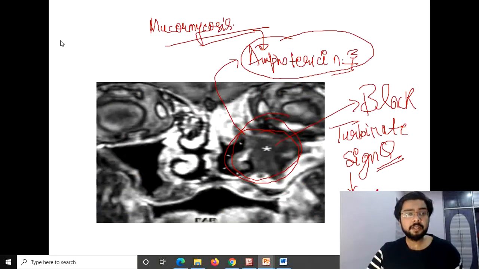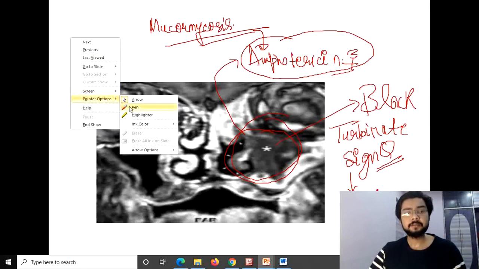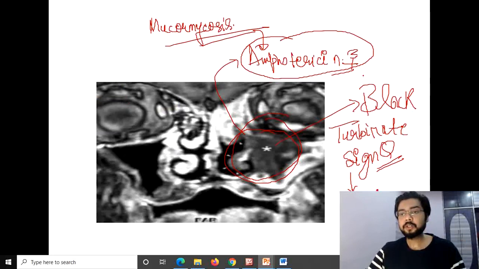Starting with one important question that I have already discussed in my class: what is the black turbinate sign? This can be your future MCQ question. If you see this MRI of the nose and paranasal sinus, you will observe a non-enhancing part in the left maxillary sinus and the turbinate. So this is your inferior turbinate, which is not enhancing. If you compare it with the opposite side, this right inferior turbinate is enhancing, but the left side is not enhancing.